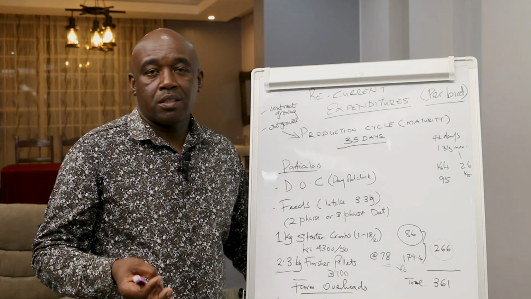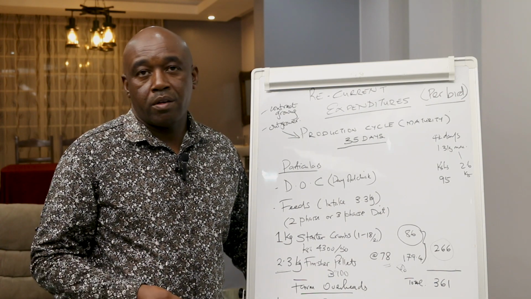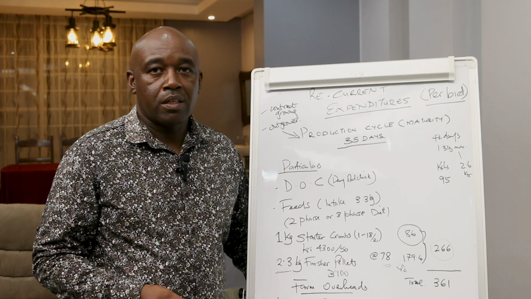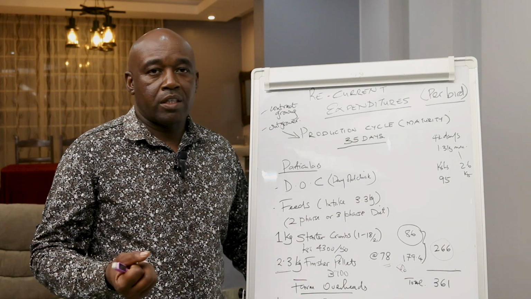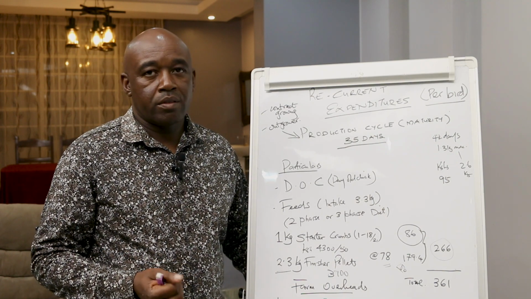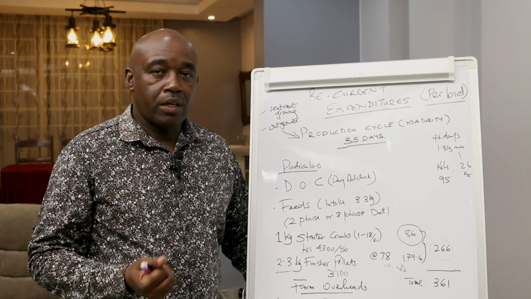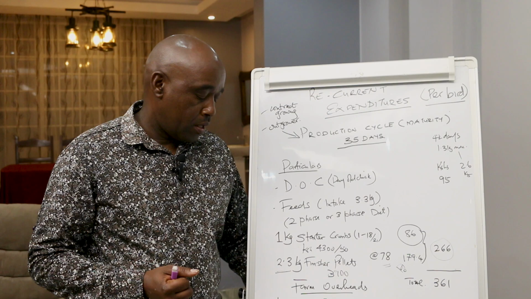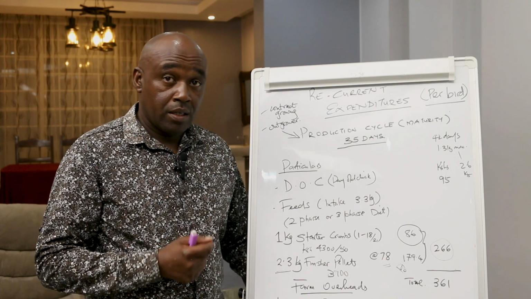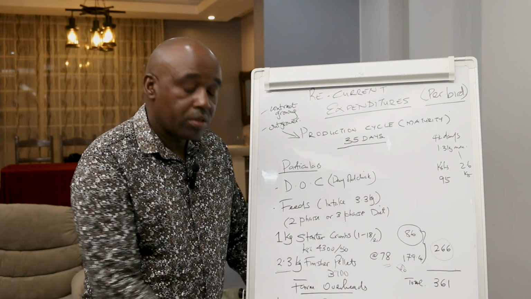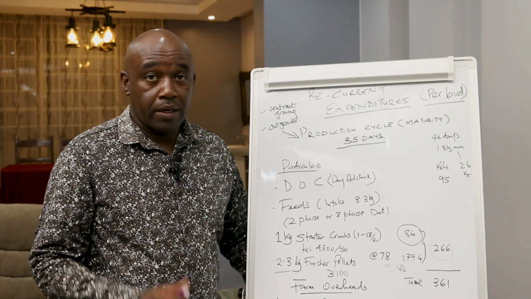You may vaccinate a starter Newcastle on around day 5 to day 7. You may also vaccinate Gumboro around day 12 or day 14, and also a repeat of the Newcastle with IB around day 21. So the cost of that will come to about 3 shillings per bird.